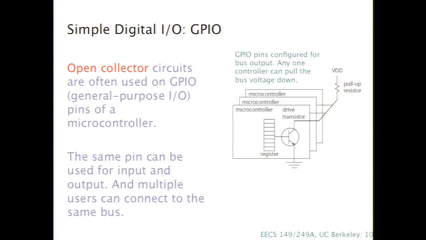Now, the reason that open collector circuits are used is that you can wire a whole bunch of microcontrollers together using the same GPIO pin, and you get what's called a wired OR. If any one of the microcontrollers connects to ground, the whole bus goes to ground. So it's a clever circuit that allows you to connect up a whole bunch of GPIO pins together. And now you can have something react to any request from any of the microprocessors. It's called a wired OR.